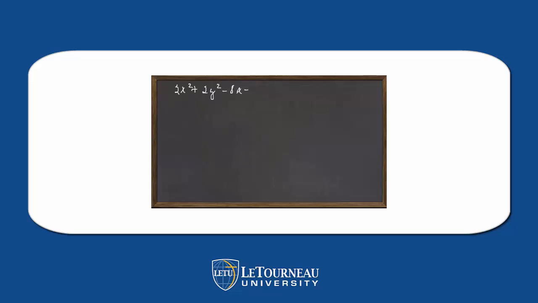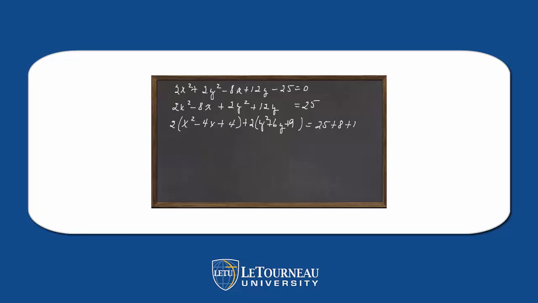How about 2x squared plus 2y squared minus 8x plus 12y minus 25 equals 0? Again, we need to group the terms appropriately. We get the x's together, we get the y's together. And we're going to put the 25 on the right-hand side. Now notice, we have to factor out a 2. We get x squared minus 4x, complete the square, that's a 4. But actually, we added 8. So we have to add 8 to the right. Similarly here, we're actually going to add 18.